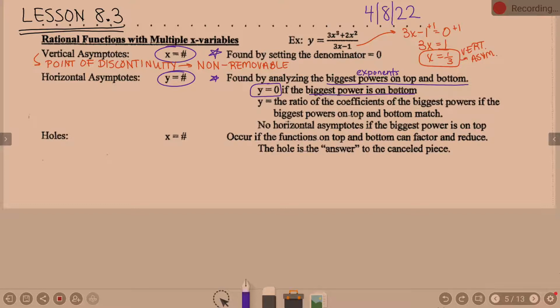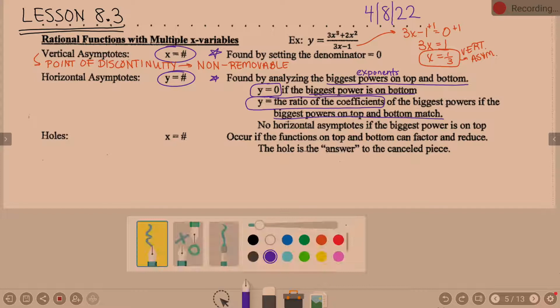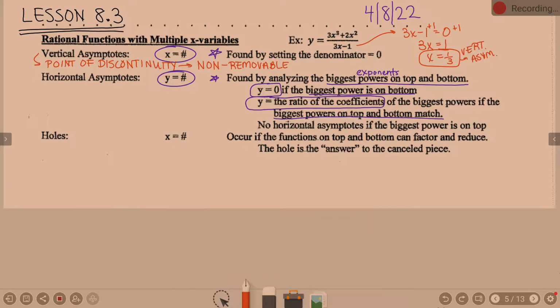If the exponents match. So notice what it says. If the biggest powers on top and bottom match, then we're going to do the ratio of the coefficients. Now, I wish I remembered my example I used this morning, but I don't. So let me create an example real quick.